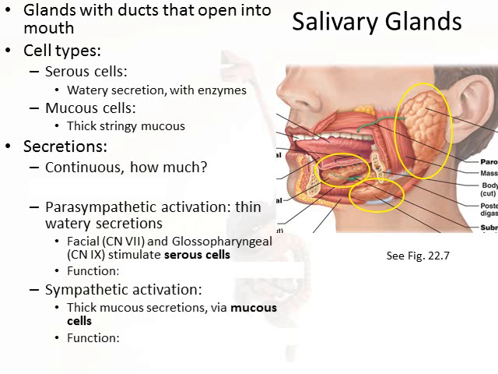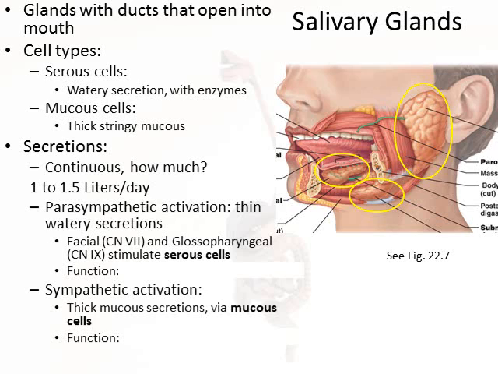The secretions are pretty much going to be continuous. We're always releasing fluid from these salivary glands, and it's a pretty amazing amount. It's about 1 liter to 1.5 liters of fluid a day that's coming out of these. And so this is all going down the GI tract and out of the body. So we can lose quite a bit of fluid through our salivary glands.